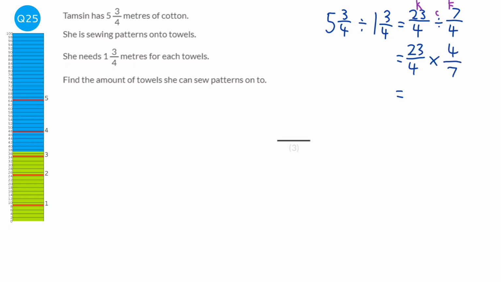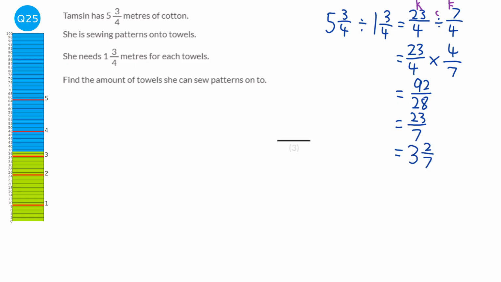Okay, whenever we multiply, we just multiply the tops, so 23 times 4, which is 92, and we times the bottoms, which will be 28. And now we need to convert this back into a mixed number. So first of all, actually we can simplify this, because we can divide top and bottom by 4, so that would be 23 over 7. And then make this a mixed number. So 7 into 23 goes 3 whole ones, and then 2 remainder, so it's 2 over 7.